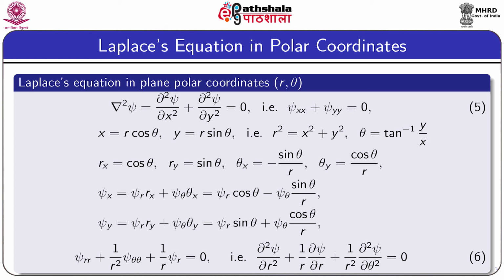in a similar way we can find an expression for psi xx, and in a similar way if we take the second order derivative of psi with respect to y, that means if we compute psi yy in terms of the derivatives of psi with respect to r and theta, and if we substitute those values in equation number 5, we will get an equation which is written here: psi rr plus 1 by r squared psi theta theta plus 1 by r psi r equals 0.